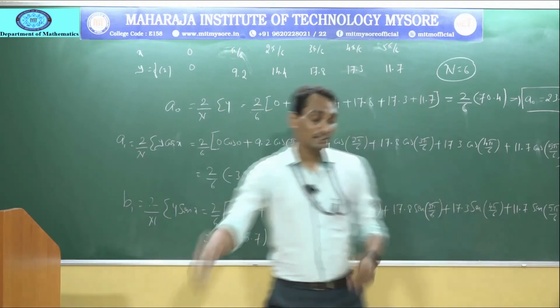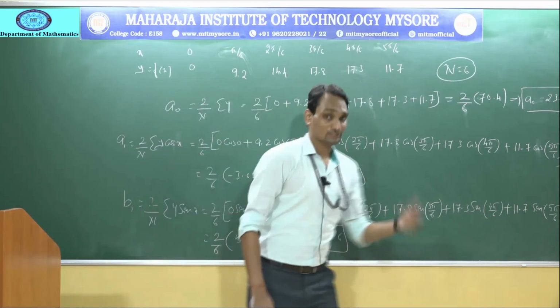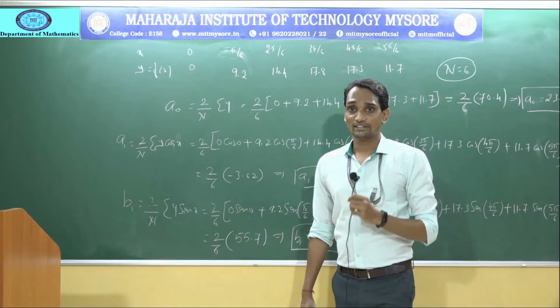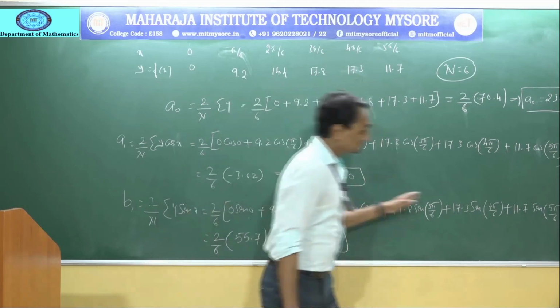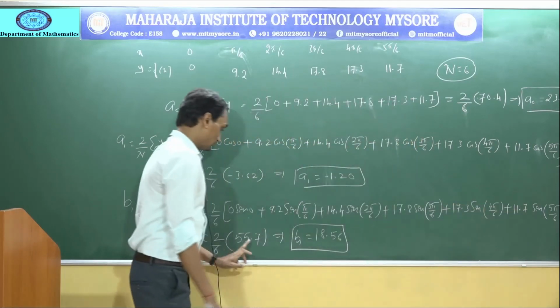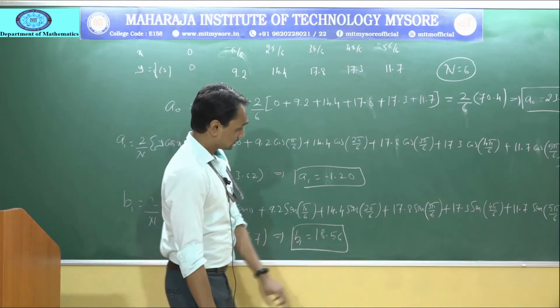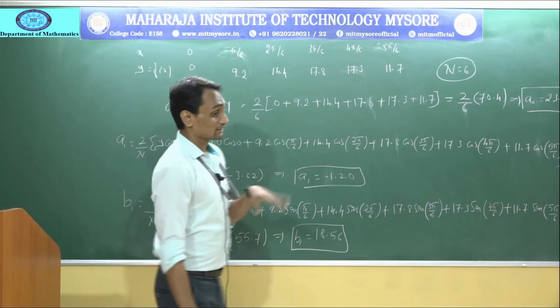The summation is there now, so add all the values: 0 into sin 0, 9.2 into sin pi by 6. Substitute pi itself. Don't convert in terms of degrees. Keep it in radian form, then add all the values and you will get the final answer, that is 55.7. So 2 into 55.7 divided by 6, b1 equals 81.56.